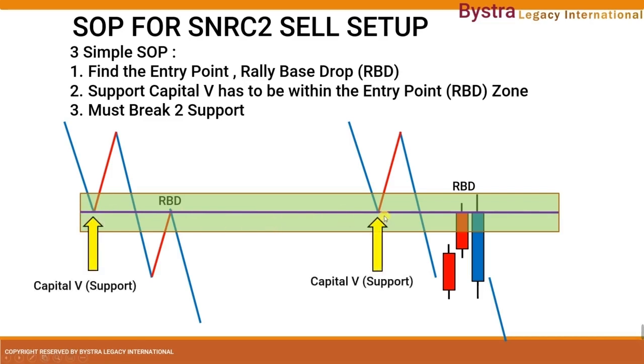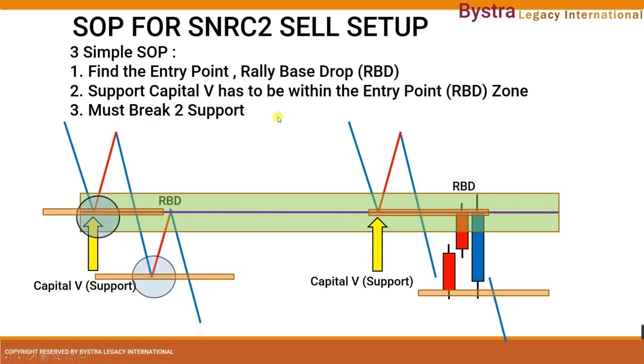So this is the capital V. Two supports, first support, second support. We need to break the first support and the second support. After these two supports are broken, only then is it considered a fully valid SNRC2 sell setup, which means it has met all three SOPs for the SNRC2 sell setup. Price would then come back to this area and continue on the downtrend.